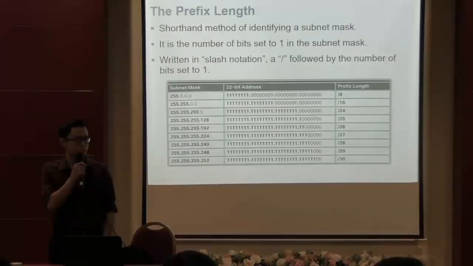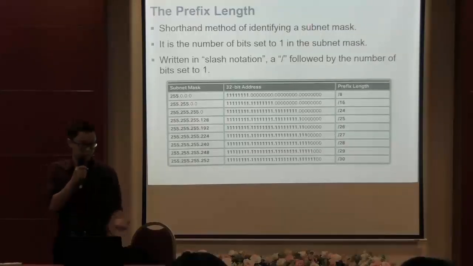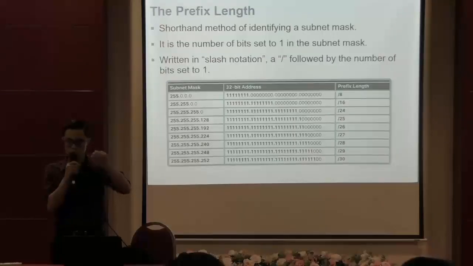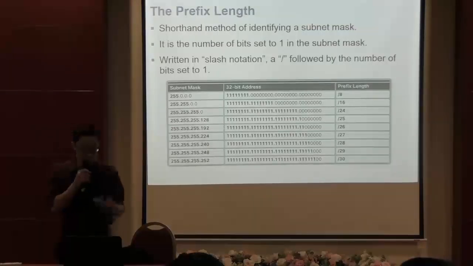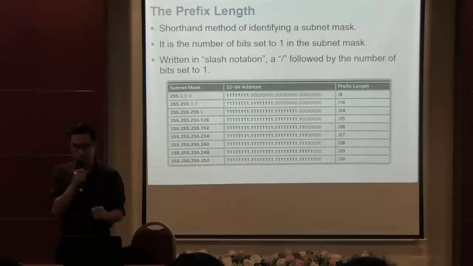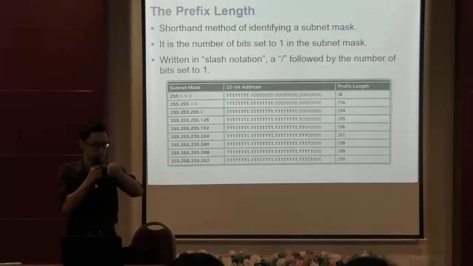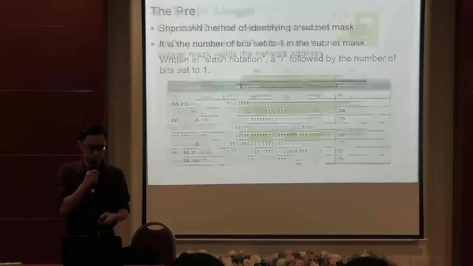So you also have the prefix length. The prefix length will represent the subnet mask. Basically, you use the prefix in the network topology. In the network topology, we don't usually put the subnet mask because it takes too long to write it, so we just put the prefix length. The prefix length represents the subnet mask by the number of bits used for the subnet mask. So basically we write it by slash notation for the prefix length.